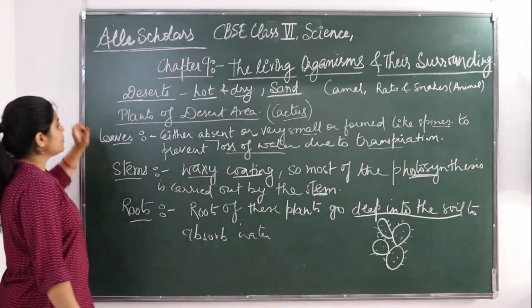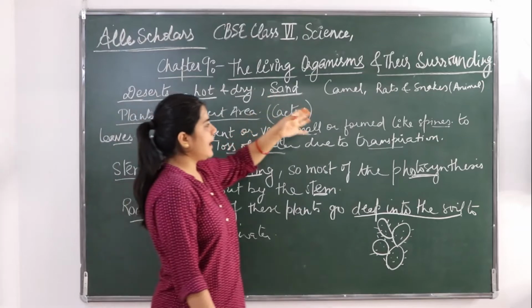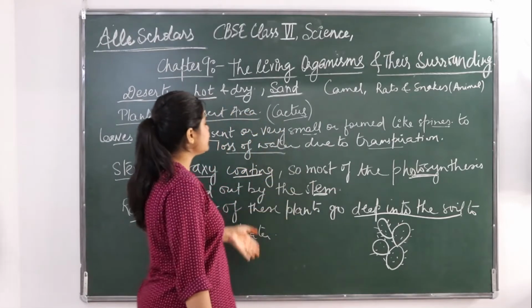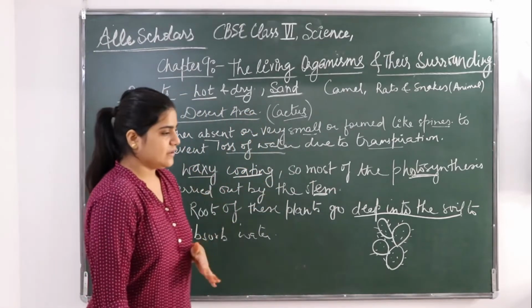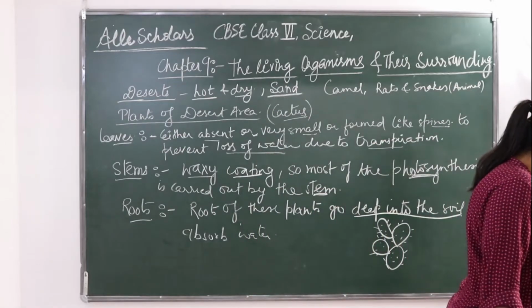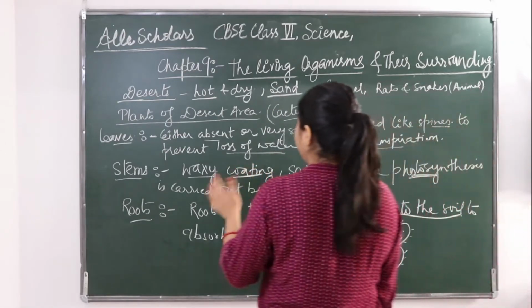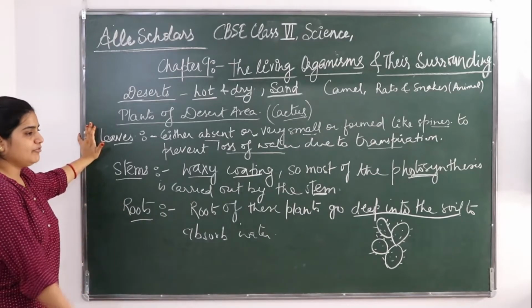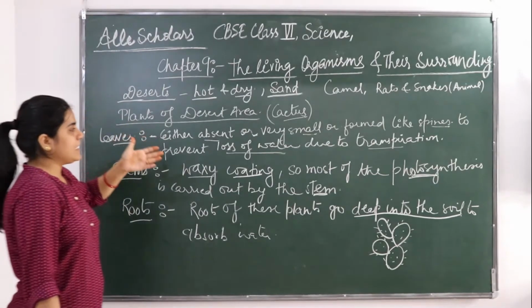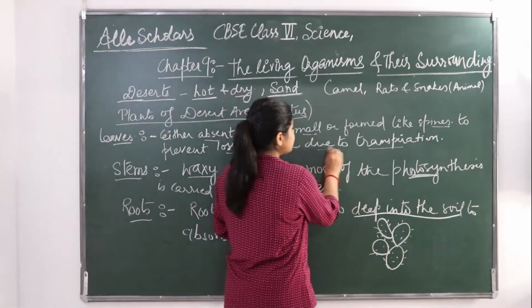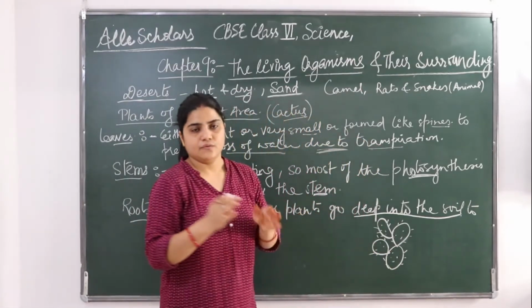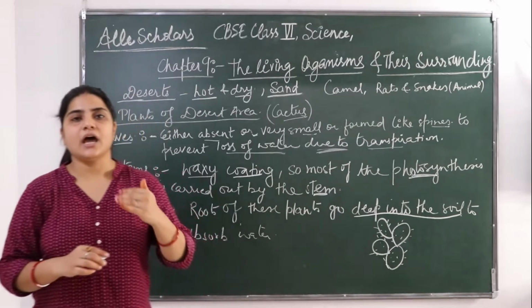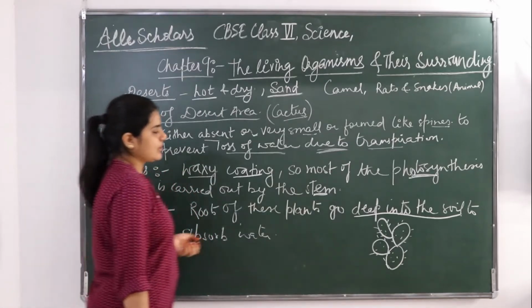Okay, so we have seen the animals like camel, rats, how they adapt themselves in the desert area. How these plants, trees, cactus plants, they adapt themselves. Okay. Now we shall be doing one activity which will help us to know better how these leaves are either absent or they are modified as spines, or how there is less loss of water through transpiration. We will take one leafy plant and one cactus plant, and we will see which plant is having more loss of water due to transpiration. Okay.